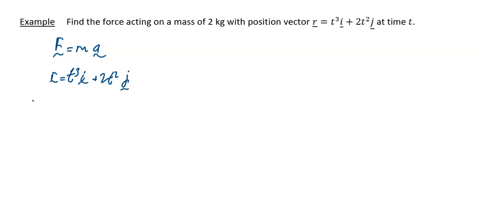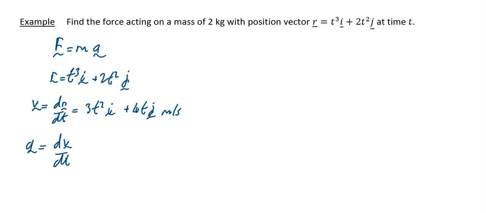So what I'm going to do first of all, I'm going to get my velocity by differentiating my r with respect to t. So I'm going to get 3t squared i plus 4t j, and that's going to be meters per second. Now to get my acceleration, I'm going to differentiate my v with respect to t. So if I do that, what I'll get is 6t i plus 4j, and that's going to be meters per second squared. So you've got your acceleration.